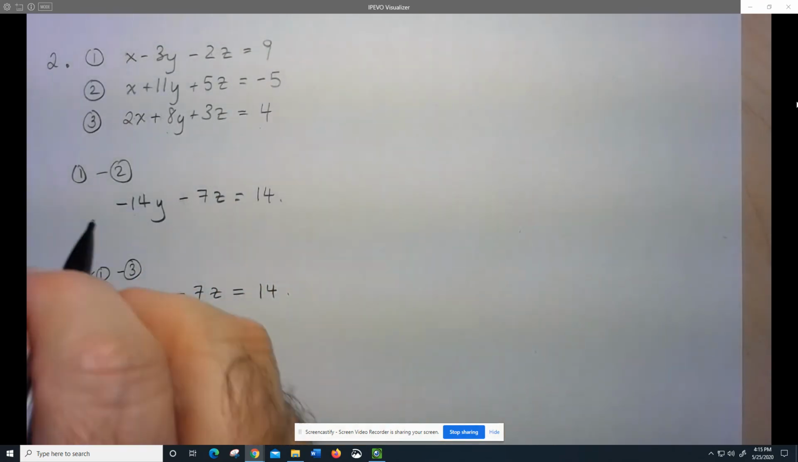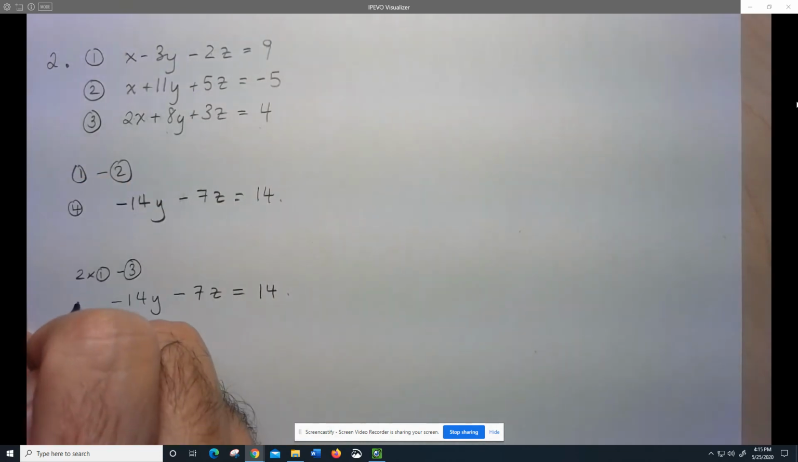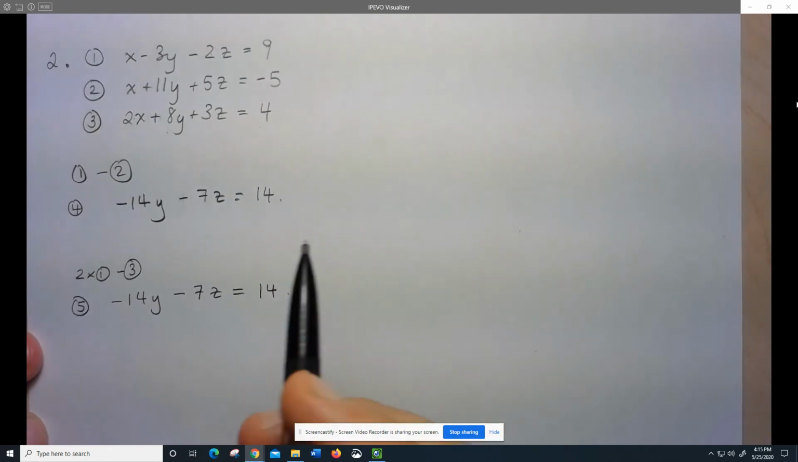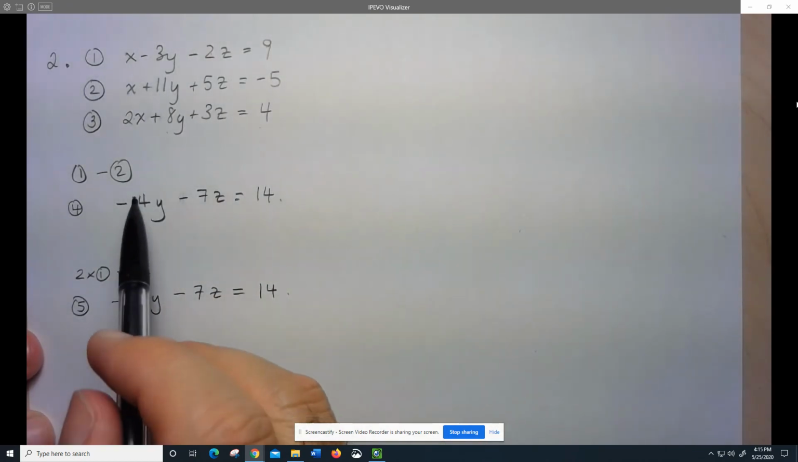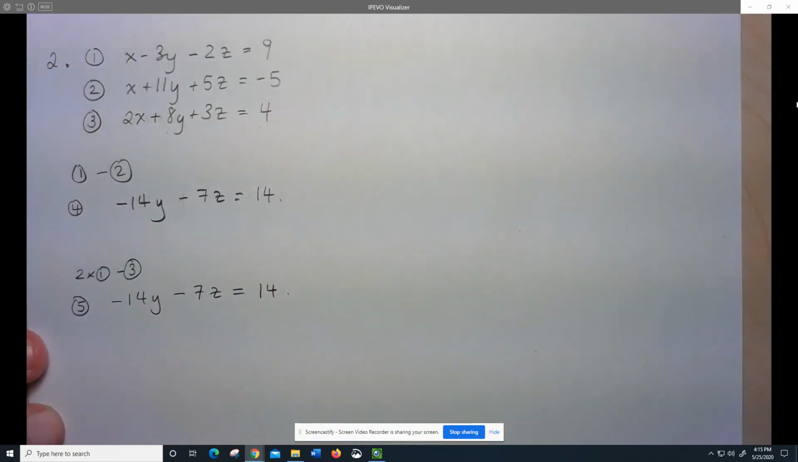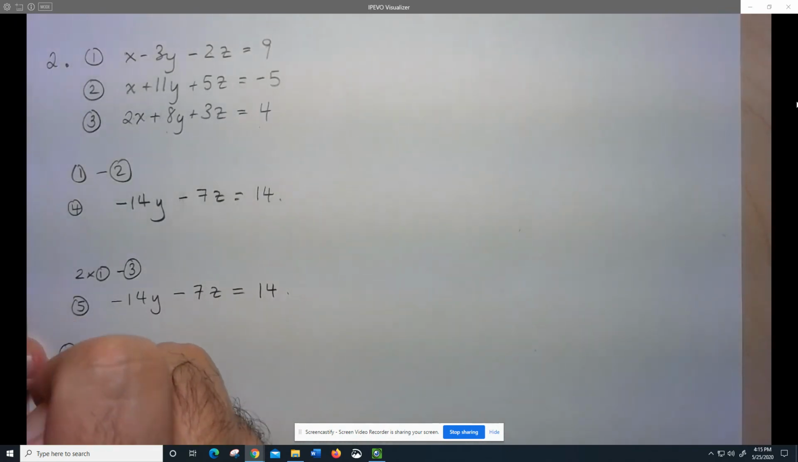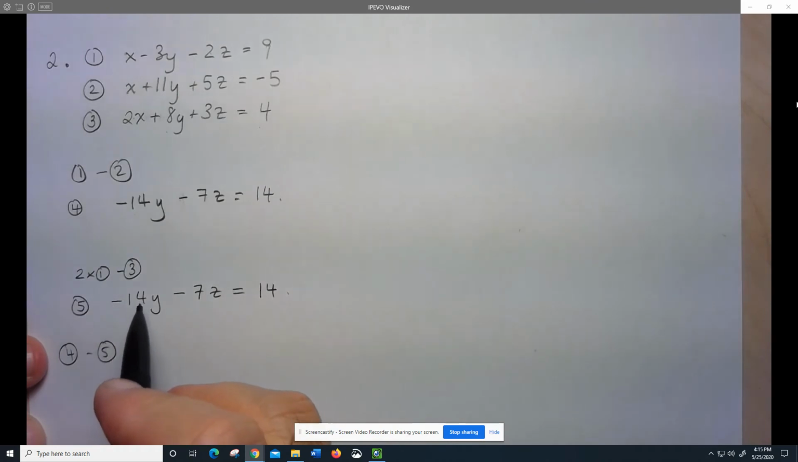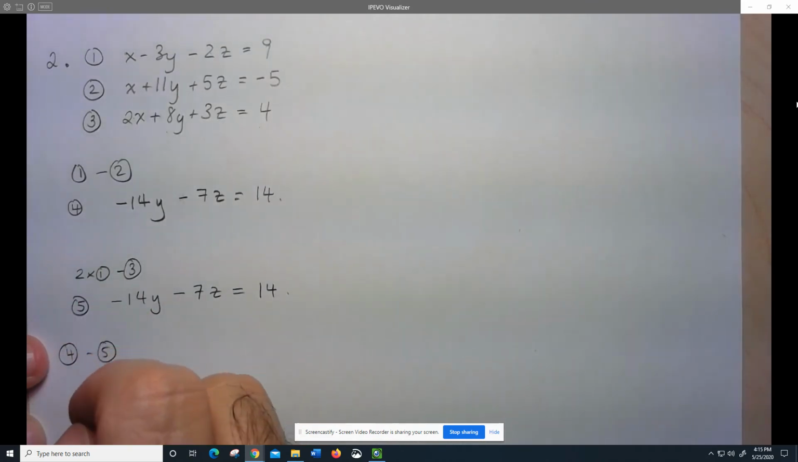So when I look at equations 4 and 5, let's say I tell myself I'm going to eliminate the y values. So I'll do 4 minus 5. Well, negative 14 minus negative 14. So negative 14 plus 14 is 0.